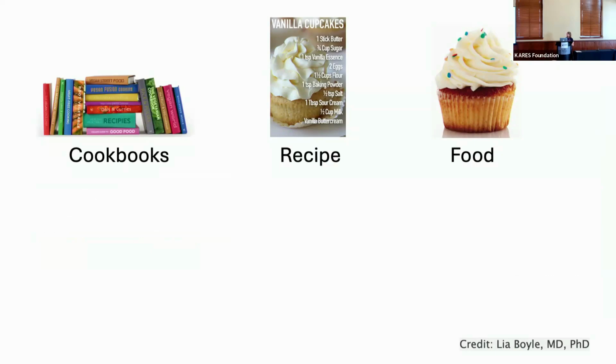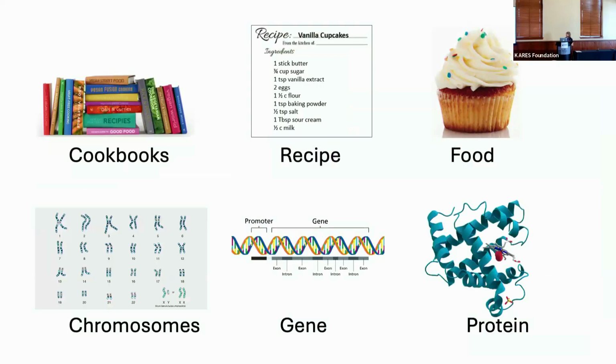One of the ones that I like a lot when I'm explaining these concepts to patients is that they're the cookbooks, the recipes, and the food. And so the cookbooks represent the chromosomes, the recipes represent the genes, and then the food represents the proteins. Other people use things like a set of encyclopedias with different chapters representing the genes and the words in the chapters representing the function of that gene.